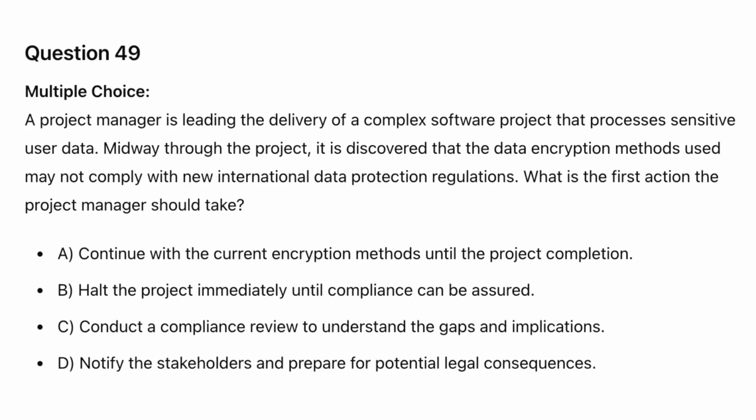Question 49. A project manager is leading the delivery of a complex software project that processes sensitive user data. Midway through the project, it is discovered that the data encryption methods used may not comply with new international data protection regulations. What is the first action the project manager should take? A. Continue with the current encryption methods until the project completion. B. Halt the project immediately until compliance can be assured. C. Conduct a compliance review to understand the gaps and implications. D. Notify the stakeholders and prepare for potential legal consequences.